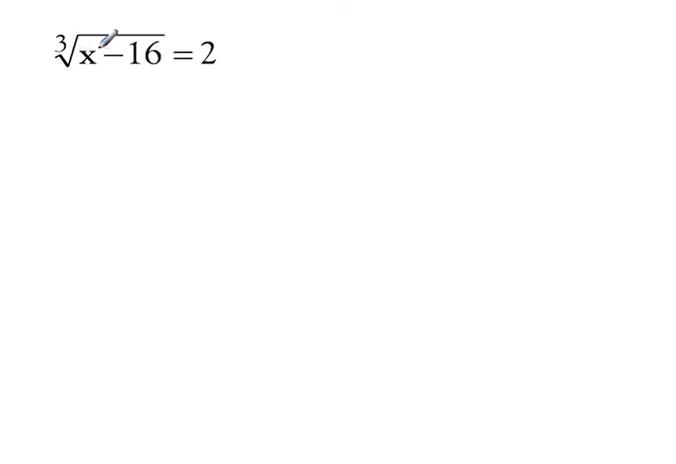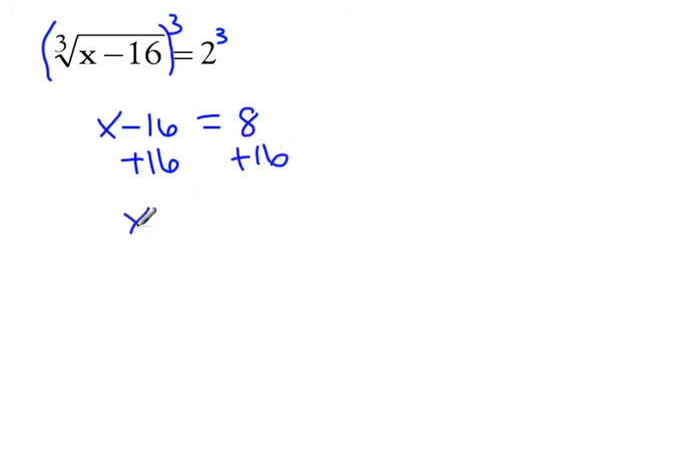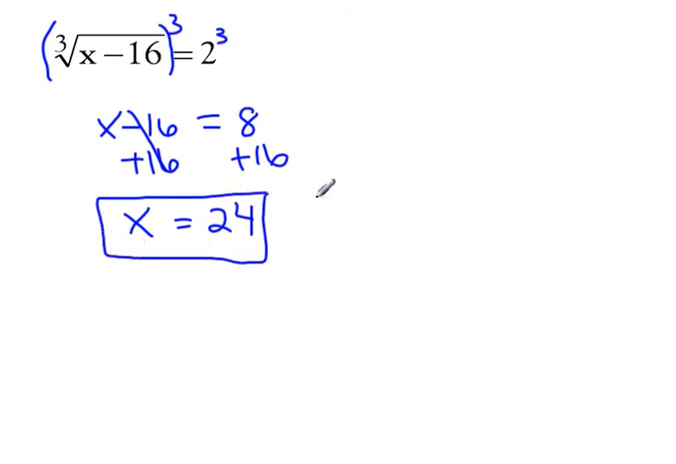This time we have cubed root. In order to get rid of cubed root, I'm going to cube both sides, since that cubed root is by itself over here already. Now what happens is the cubed root and the cubed cancel each other out, which leaves me with x minus 16, and that's going to equal 8. Add 16 to both sides. We're going to get x equals 24. Quick check. 24 minus 16 is 8. Cubed root of 8 is 2. Good answer. We have no extraneous solutions for that problem.